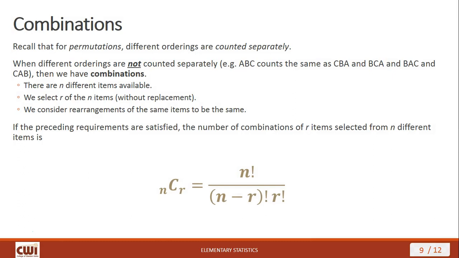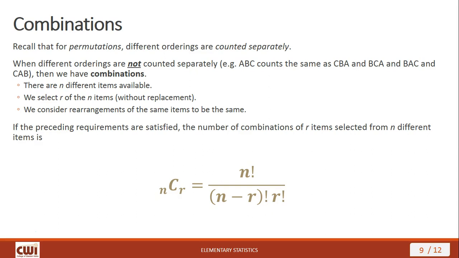Of course, if the order doesn't matter, then we're going to use combinations, and we're going to calculate them according to the formula that you see here at the bottom of the screen. Note that when you're calculating combinations, the order doesn't matter. So rearrangements of the same items, even though they may be in a different sequence, are going to be counted as the same. So ABC will count the same as CBA, BCA, BAC, and CAB. Order doesn't matter, and that's why we're using combinations.